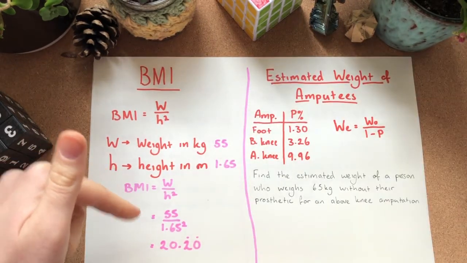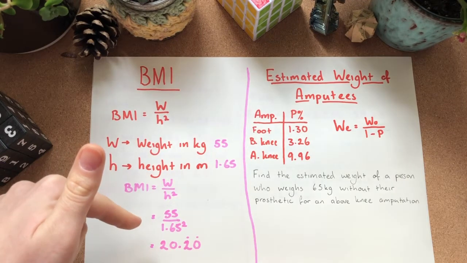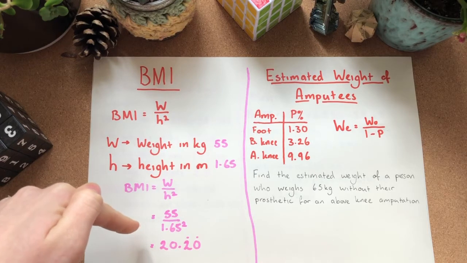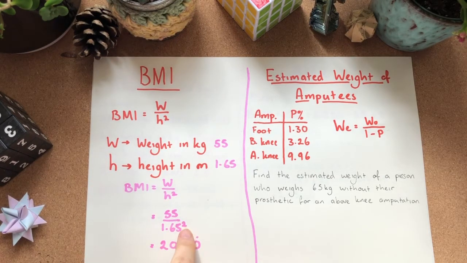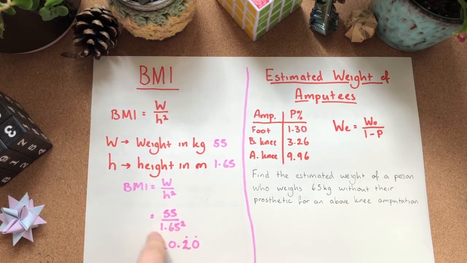It's worth having a go typing this into your calculator just to see if you get the same answer, because with the squared on the bottom of the fraction here, it can be really easy to accidentally square the entire fraction. It's just the 1.65 that's squared.